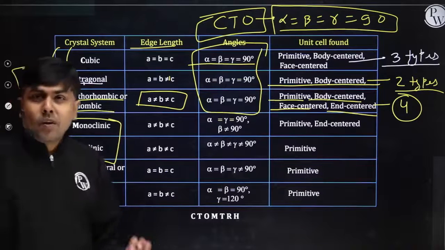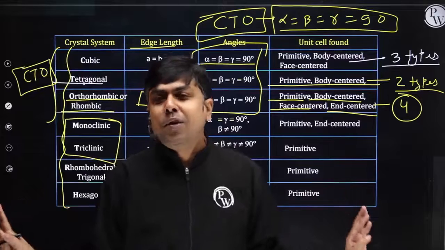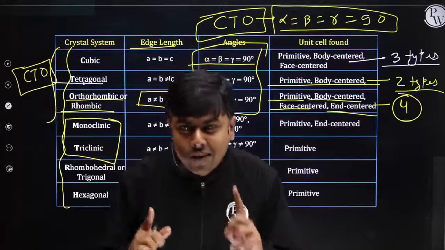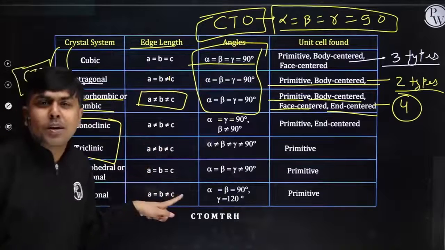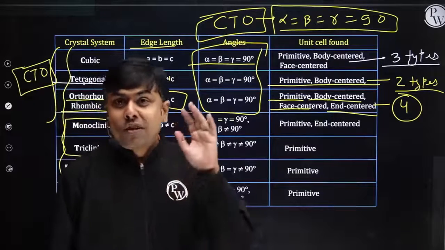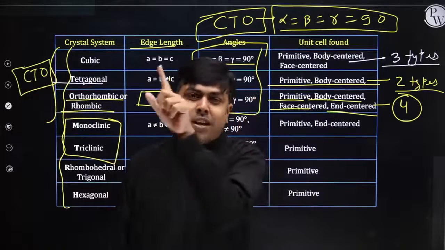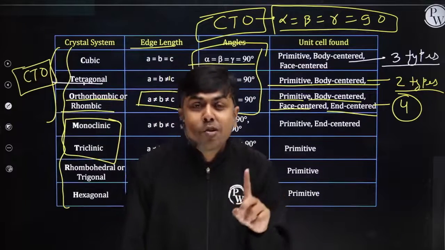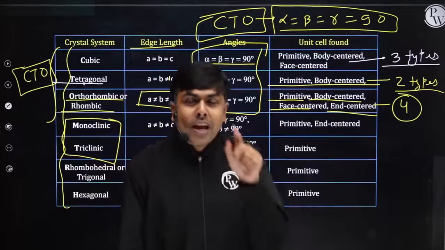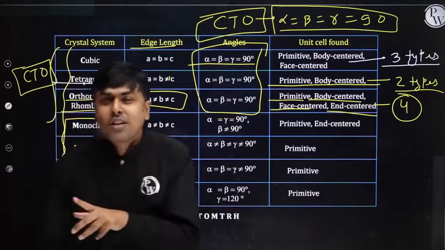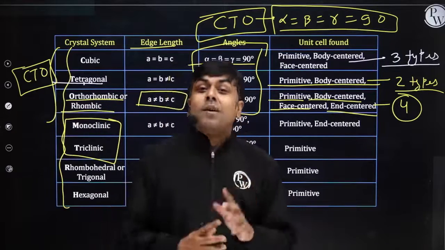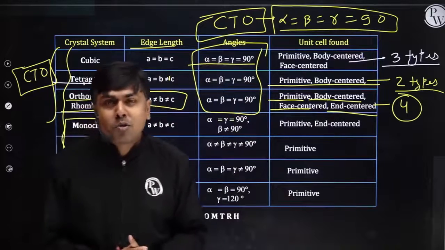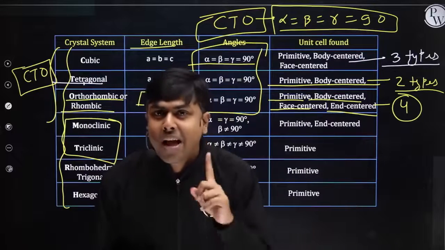Next one, MT, management trainee, right? Here, students, once again A not equal to B, not equal to C. In case of M also, and in case of T also, A not equal to B, not equal to C. So CTO: C, A equals B equals C. T, A equals B, not equal to C. O, A not equal to B, not equal to C. M, A not equal to B, not equal to C. T, management trainee, A not equal to B, not equal to C in both M as well as T.